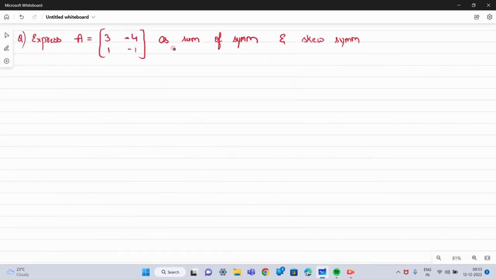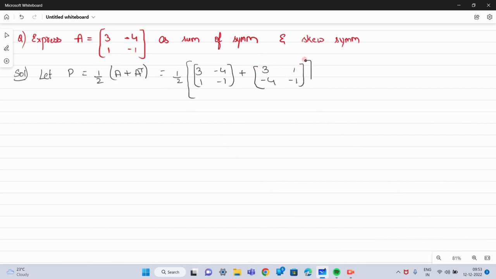Express a matrix as a sum of symmetric and skew-symmetric matrices. How to express this? To solve this kind of question, let us assume P as half of (A plus A transpose). Here, what does it mean? Half of A plus A transpose, we can solve it as half of A is [3, -4; 1, -1] plus A transpose. Rows become columns, columns become rows: [3, 1; -4, -1]. Now just simply add. You will get [3, -3/2; -3/2, -1].